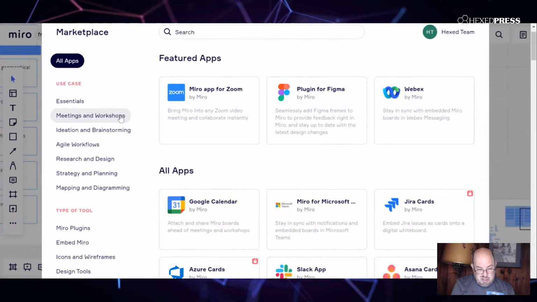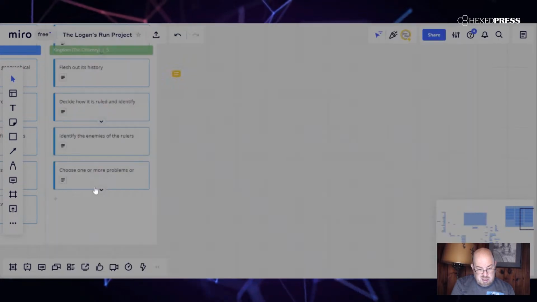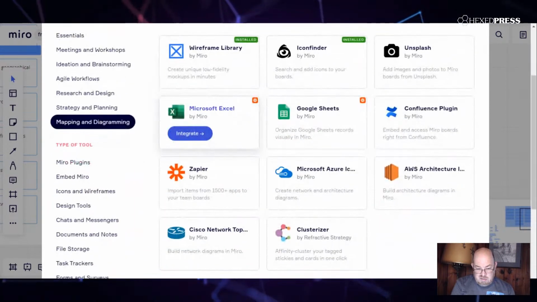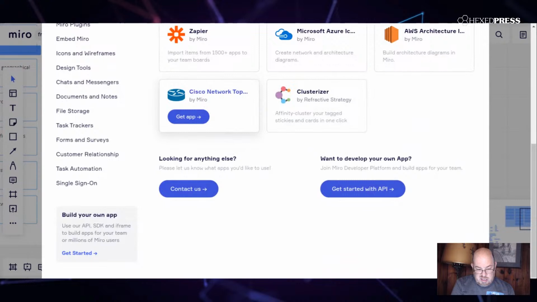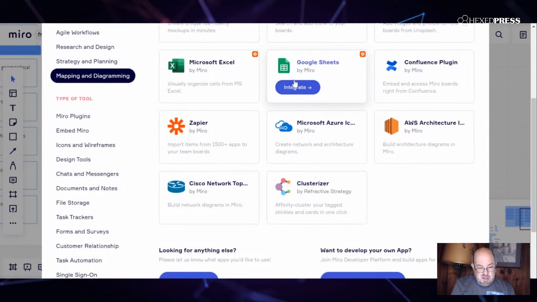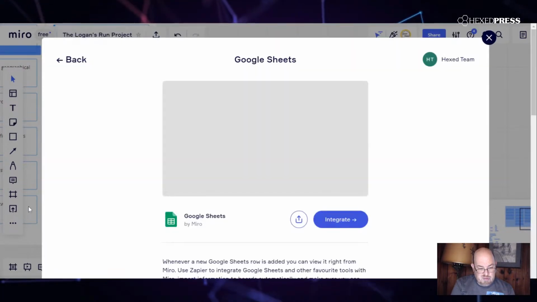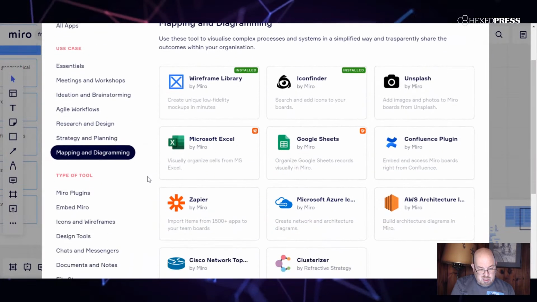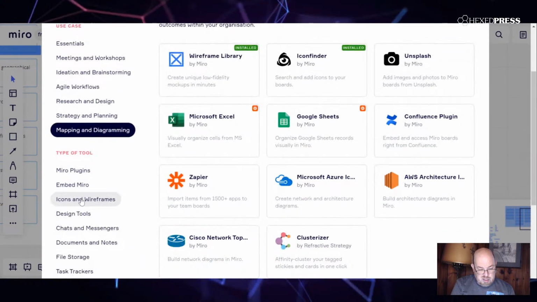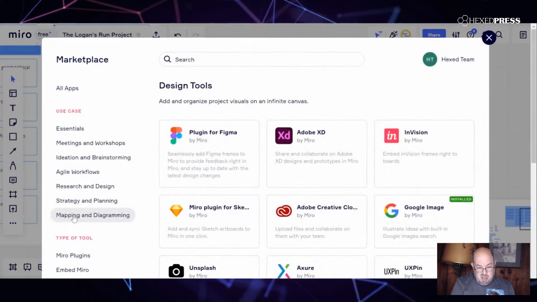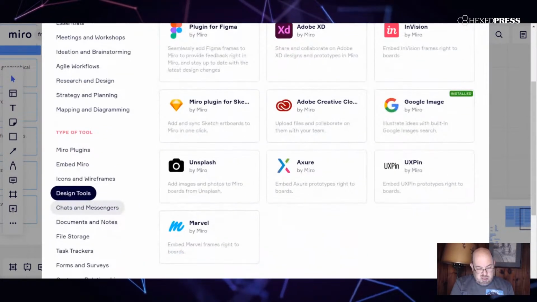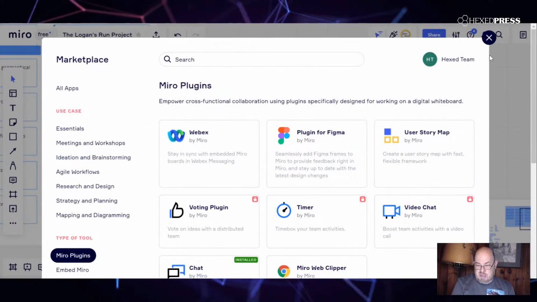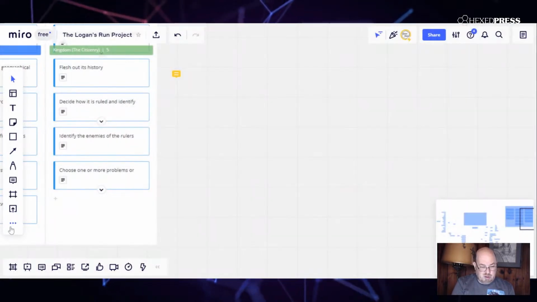Okay, I'm not trying to do plugins. I don't need icon finder. These seem more like... no, I don't want these. No, I'm not trying to do Google Sheets. Thank you, Miro. Miro plugins, embed Miro icon, design tools. These are not what I want. I'm not trying to go to the marketplace.